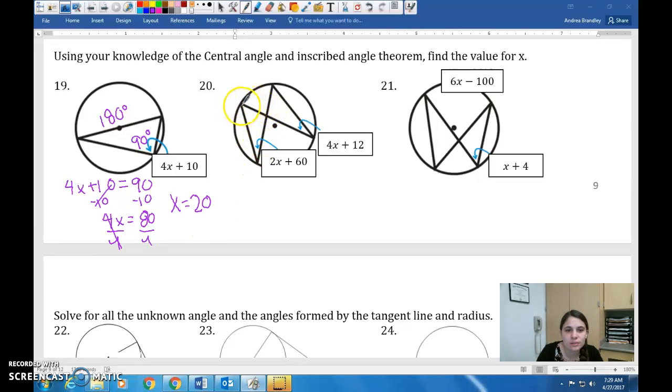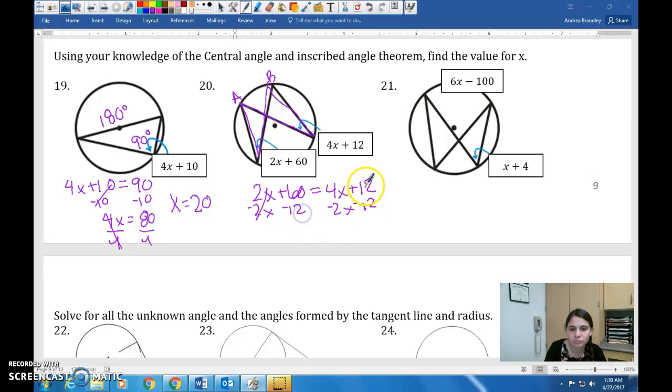This next one's interesting. This line goes from this point to this point, and that is this angle. And this angle is this point to this point. Notice they come from the same 2 points, so these two inscribed angles have to be equal to each other. So 2x plus 60 has to be equal to 4x plus 12. I'm going to subtract 2x from both sides, and then subtract 12 from both sides. 60 minus 12 is 48, which is equal to 4x minus 2x, which is 2x. If I divide by 2 on both sides, x is equal to 24.